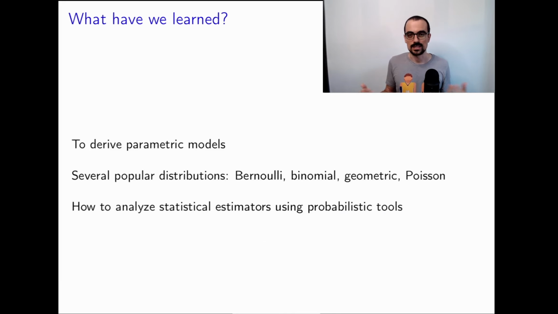So what have we learned in conclusion? We have learned to derive parametric models by making assumptions, often about the independence of something related to the phenomenon of interest. We have learned about four very popular discrete distributions: Bernoulli, binomial, geometric, and Poisson. And in between, when we looked at the binomial, we also realized that we can use tools from probability theory to analyze statistical estimators and understand under what conditions they're going to work or not.